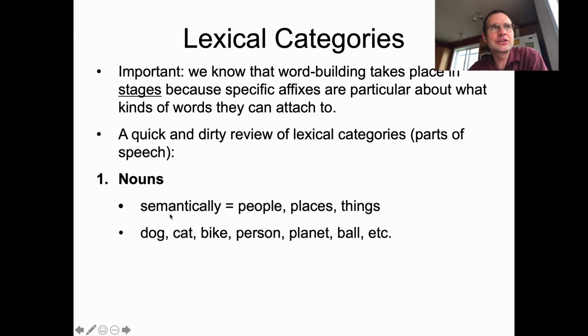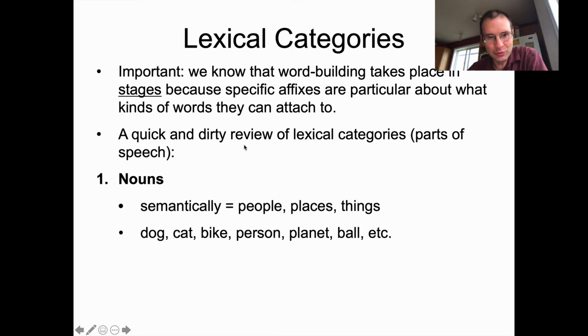They can also have what's called a syntactic function, which is just how they can be ordered in a sentence with respect to other types of words. I'm not going to get into that yet, but some examples of nouns are dog, cat, bike, person, planet, ball, etc. These are all pretty concrete nouns. There are also abstract ones, which are harder to visualize, because they're nouns like word or category or review, and so on and so forth.